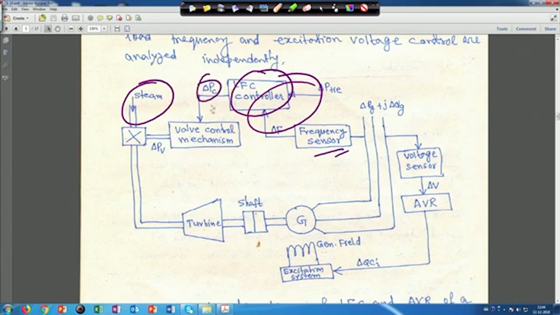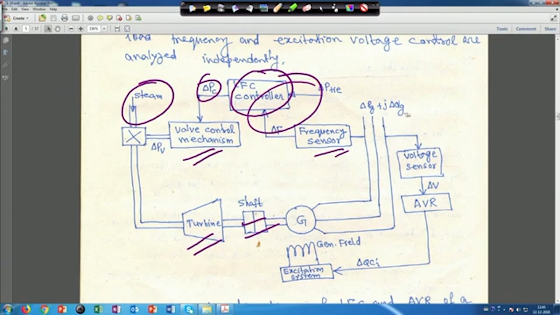This is the valve control mechanism, and the steam is according to these signals, opening or closing. It will dictate the opening or closing of the steam valve. Then the steam is coming to the turbine, then the shaft is there, and the turbine and generator are coupled together. In a power plant there is no gear mechanism for this. So, the turbine and generator, and then the 3 phase terminals are there.